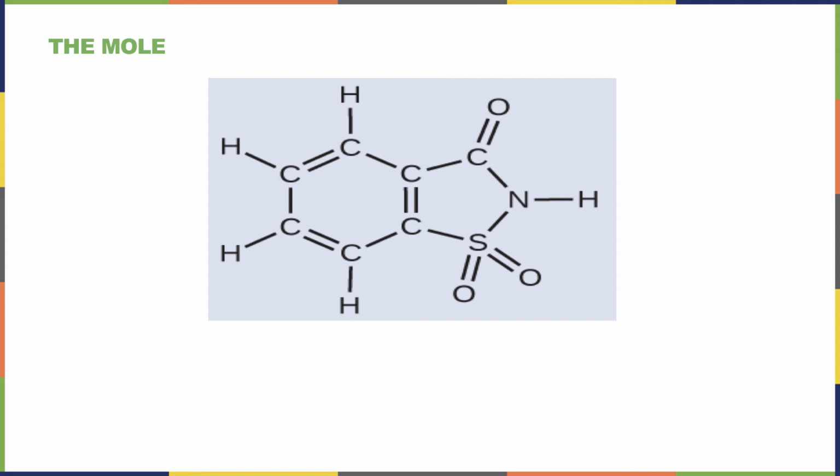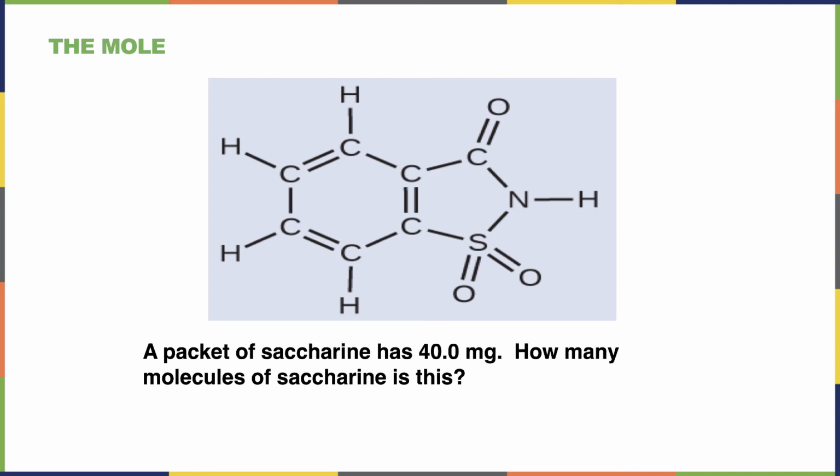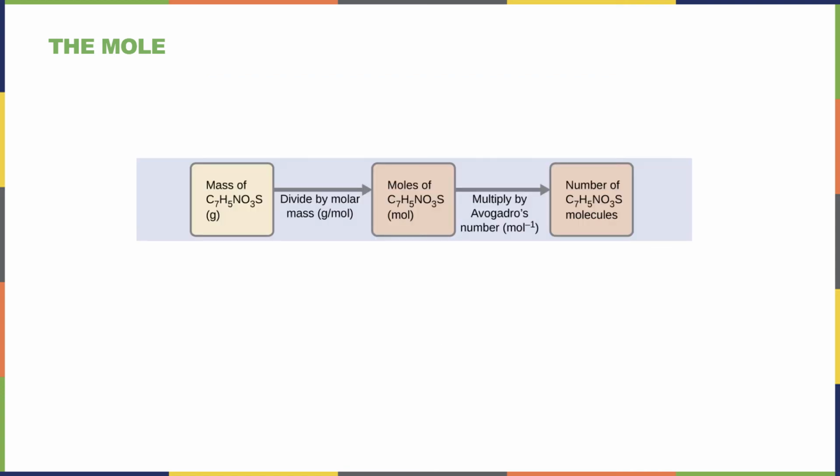Now this is the last problem we'll do. This is a structural formula for saccharin. And saccharin, if you have a packet of saccharin, you have 40 milligrams. How many molecules of saccharin are in this 40 milligrams of saccharin? I'm going to give you the formula in just a second.